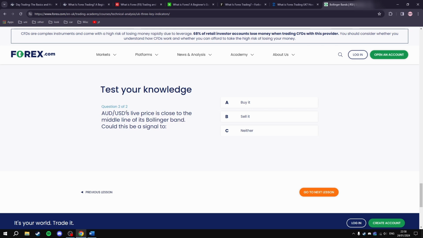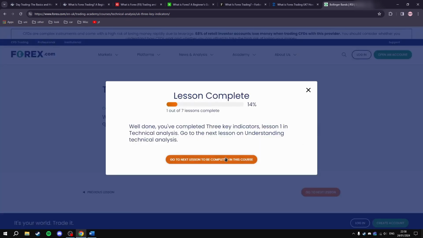AUD/USD's live price is close to the middle line of its Bollinger Band. Could this be a signal to buy or sell? Neither, because it's near the average.